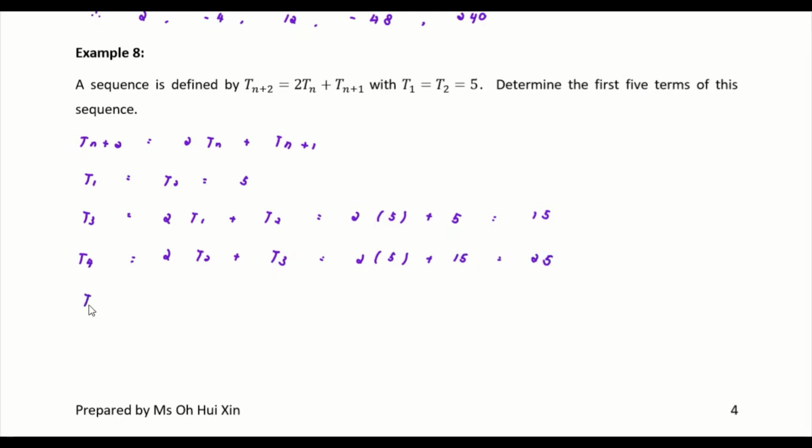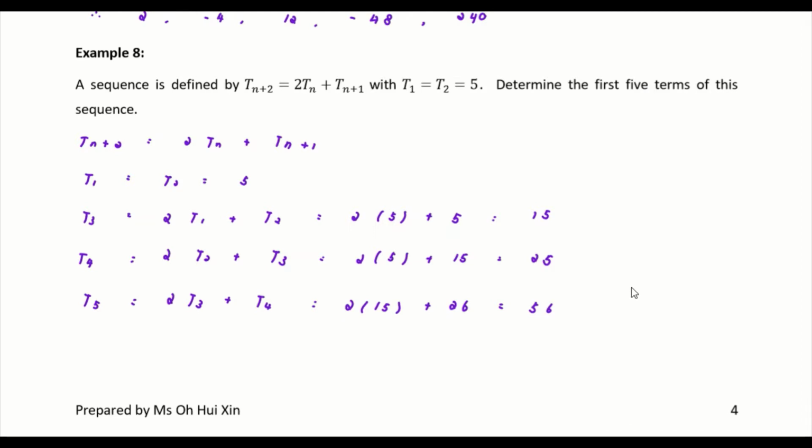Okay, so move on to the last one, T5. So n plus 2 is equal to 5, so n is 3. So 2 times T3 plus T4. That's going to give us the third term, 15, and then T4 is 26. So this one is not hard as well. 2 times 15 is 30. 30 plus 26 is 56.